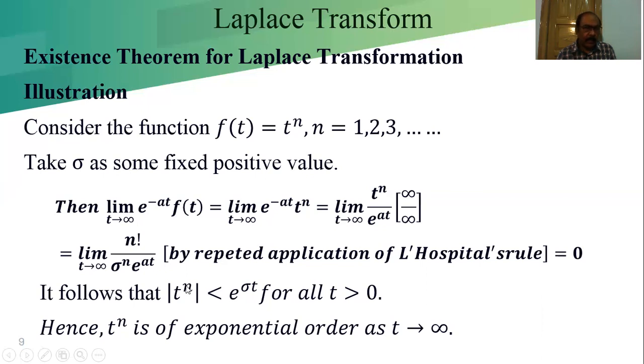It follows that t to the power n, that is modulus value of t to the power n, is less than e to the power sigma t. This will be basically a to the power t. This is e to the power at for all t greater than 0. Hence t to the power n is of exponential order as t tends to infinity.